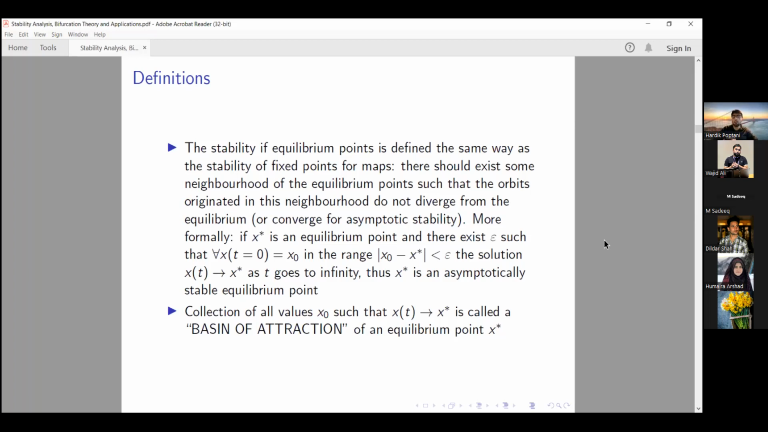that for all x with the initial condition of x naught, in the range where the norm of x naught minus x star is less than epsilon, the solution x goes to its equilibrium point as t goes to infinity. Thus, x star is an asymptotically stable equilibrium point. And therefore, the collection of all values such that x of t is going to x star is also known as a basin of attraction of an equilibrium point x star.